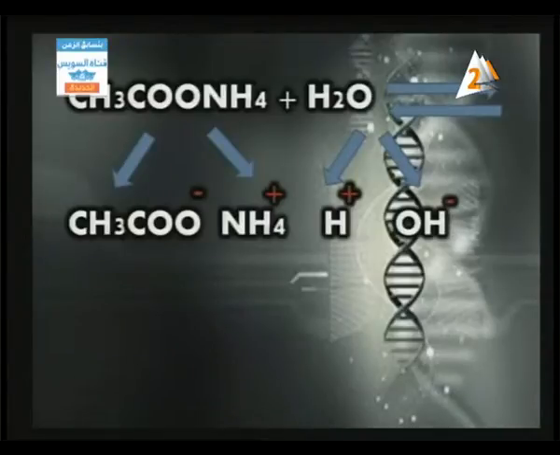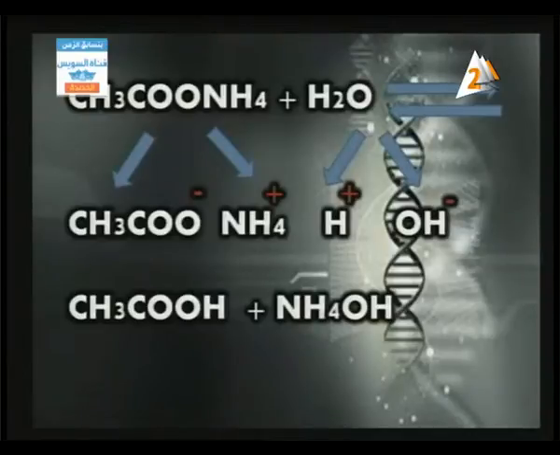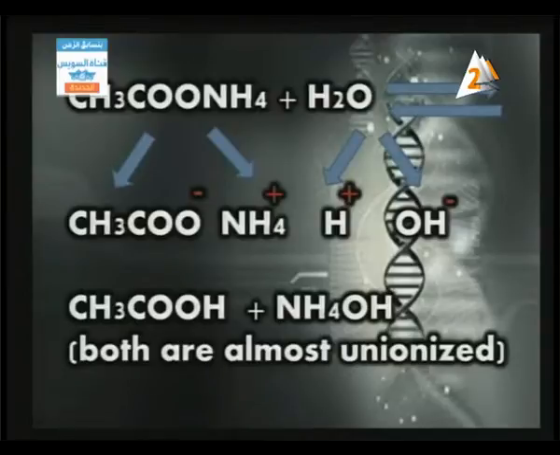It's good and great, but this is not the whole answer. We must complete it: we have CH3COOH, acetic acid, plus NH4OH. Both are almost unionized. Unionized means they have no ions; they don't decompose into ions. So we have another thing here.